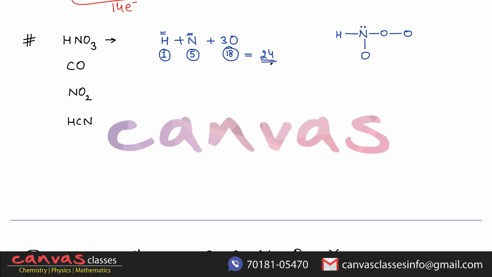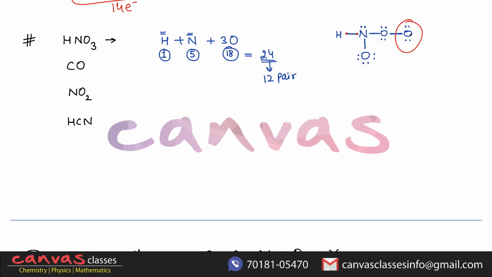Okay, so we had to use 24 electrons, that is 12 pairs of electrons. So 1 pair, 2, 3, 4, 5, 6, 7, 8, 9, 10, 11, 12. Done. Still hydrogen has its duplet, because hydrogen doesn't get the octet, it gets a duplet. But this oxygen will not get a complete octet.